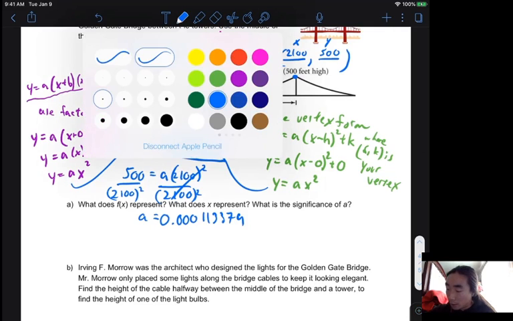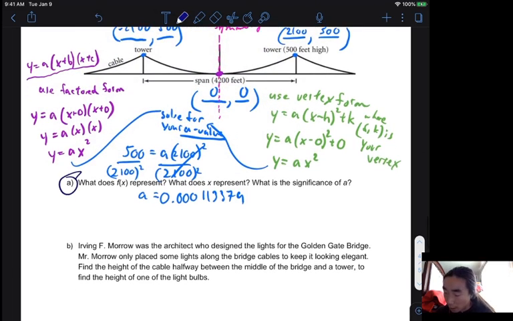And so in this equation, let's switch to this color. We're on to part A now. What does f of x represent? What does x represent? Remember that f of x is just like y. f of x, which equals, we treat it just like y, it's our output, represents the height off the ground.